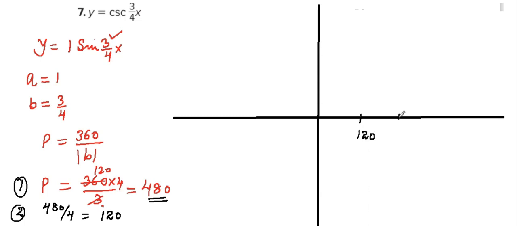Then we have 120, 120 plus 120, 240. 240 plus 120, 360. And 360 plus 120 is 480. So you have to divide in 120 plus 120 plus 120. Same way if you want to do this side. So if you want to take more points, you can take.